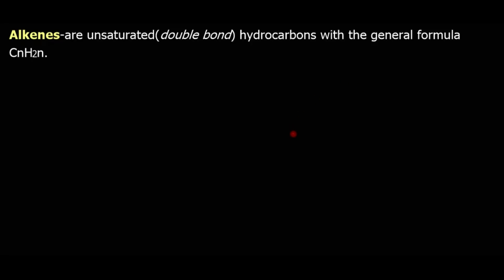This is lesson number 3 of organic chemistry. For this lesson, I will discuss the alkenes. Let's understand what alkenes are. Actually, alkenes are unsaturated hydrocarbons with the general formula CnH2n. What is more important is these two terms, unsaturated and hydrocarbons.